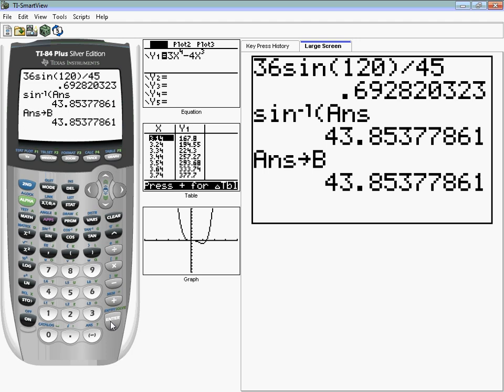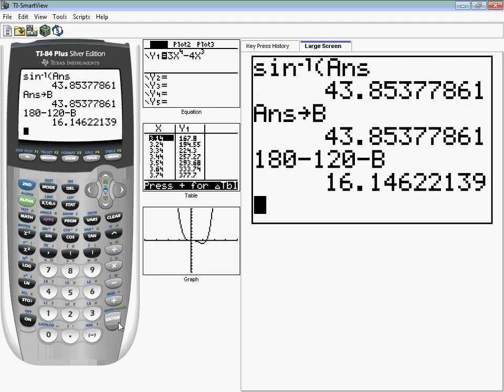Angle C. How many degrees are in a triangle? 180. So I'm going to do 180 minus, what was my angle A? Okay, minus 120. And then minus B. Don't do minus 43.9. Do minus B. Okay? What did we just find? Angle C. We now need to store this as C. So store alpha C.